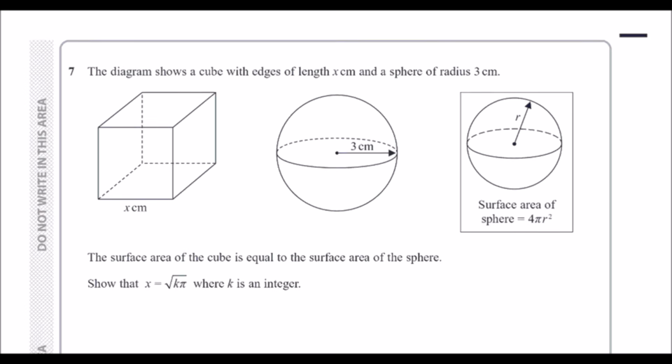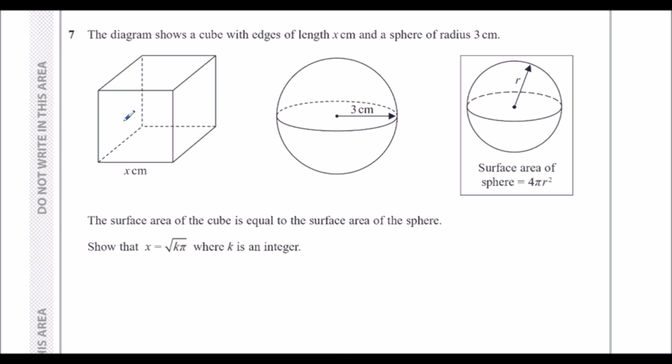So the surface area of a cube, well, it's the area of all the surfaces added together. Each length is x centimeters, so each surface is x times x. That's x squared. And how many surfaces does the cube have? The front, the back, the top, the bottom, the sides, that's 6 surfaces. So 6 x squareds. That's 6x squared. That's the surface area of the cube.